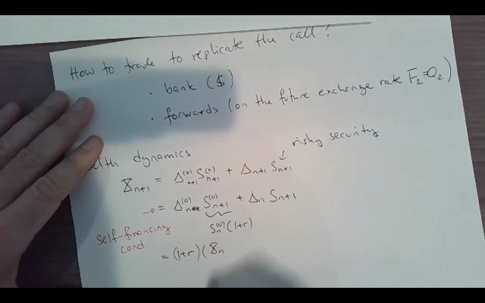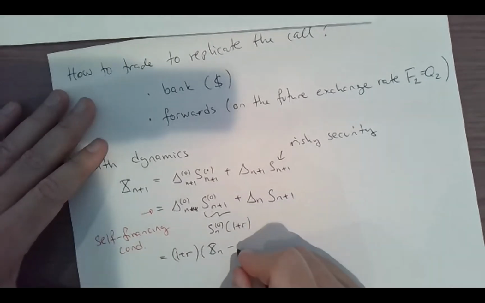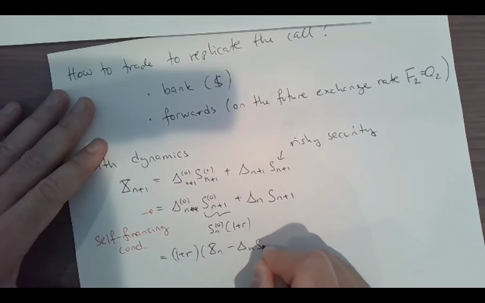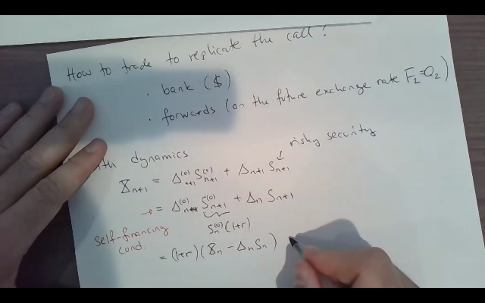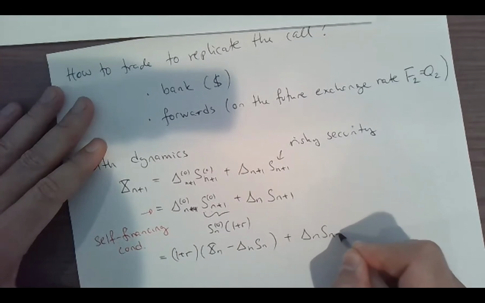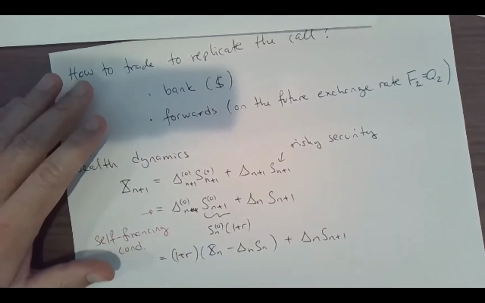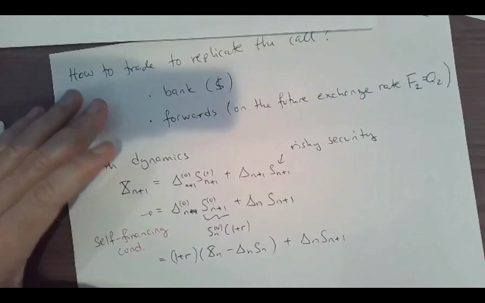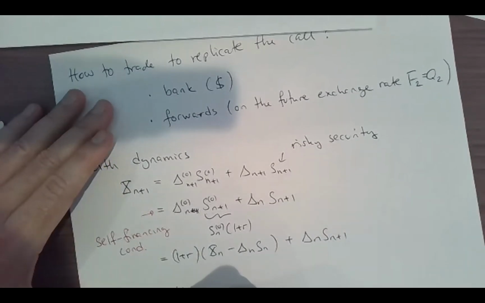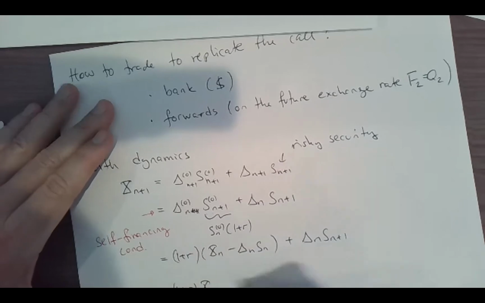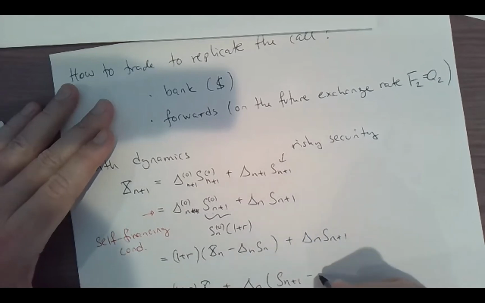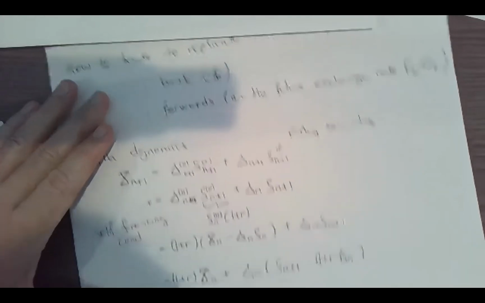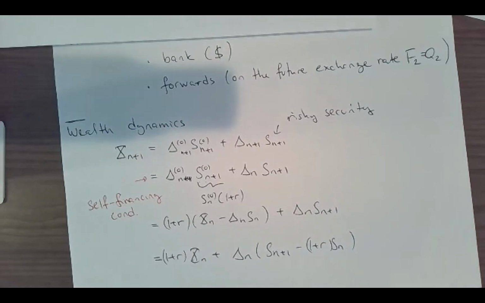And I get this familiar formula that says 1 plus r times xn minus the stock position, delta n Sn, plus delta n Sn plus 1. And I'll get 1 plus r times x, and then I'll have my delta n times Sn plus 1 minus 1 plus r Sn. Okay, that's the long story short.